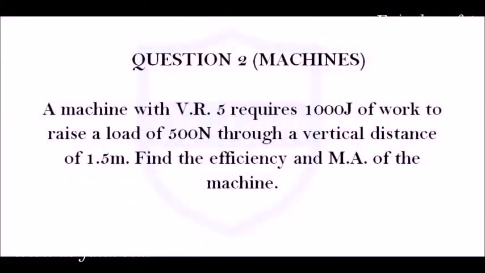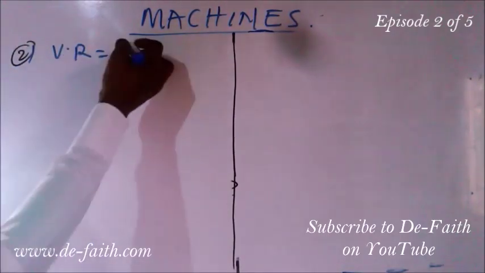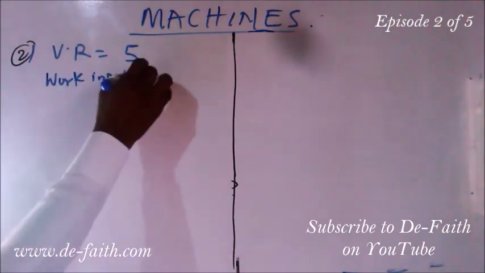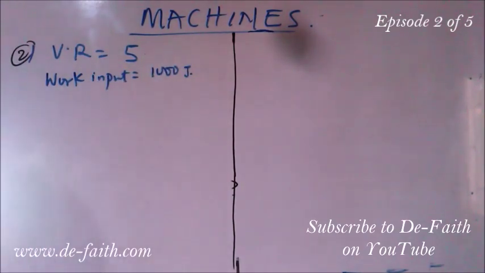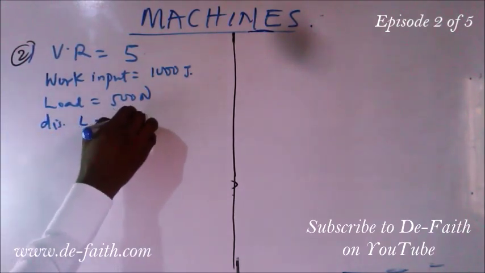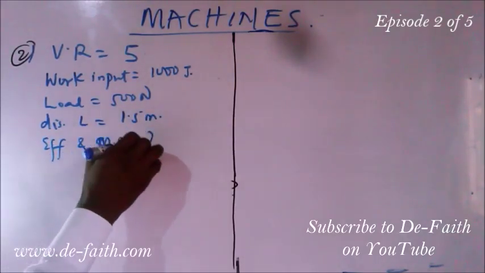A machine with velocity ratio 5 requires 1000 joules of work to raise a load of 500 Newton through a vertical distance of 1.5 meters. Find the efficiency and mechanical advantage of the machine. So in this question, we're given the velocity ratio to be 5 and it has no units. It requires 1000 joules of work, meaning that is our work input, to raise a load of 500 Newton through a vertical distance of 1.5. So the distance moved by the load is 1.5 meters. We have to determine the efficiency and mechanical advantage of this machine.